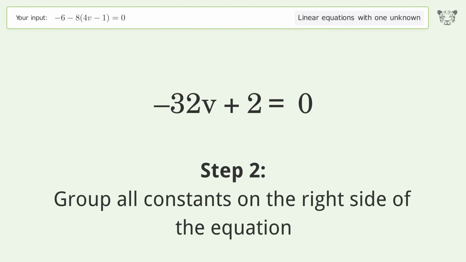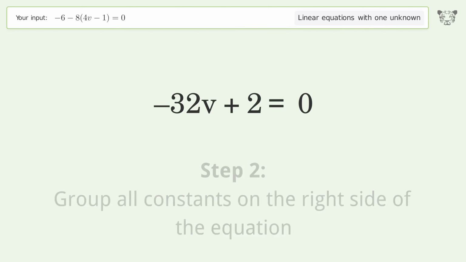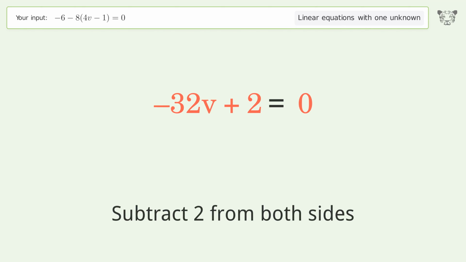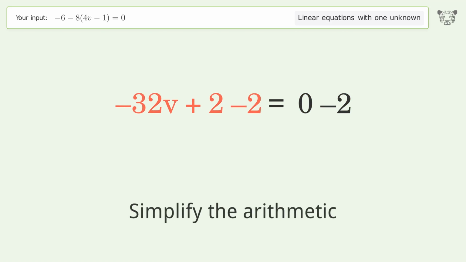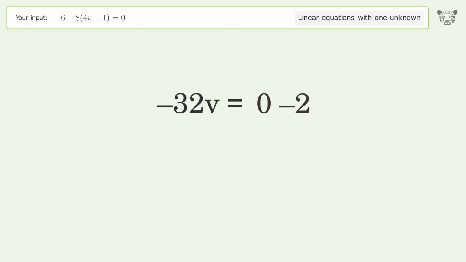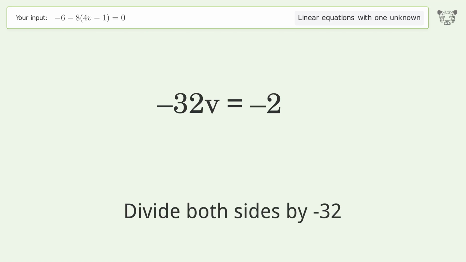Group all constants on the right side of the equation. Subtract 2 from both sides. Simplify the arithmetic. Isolate the v. Divide both sides by negative 32.